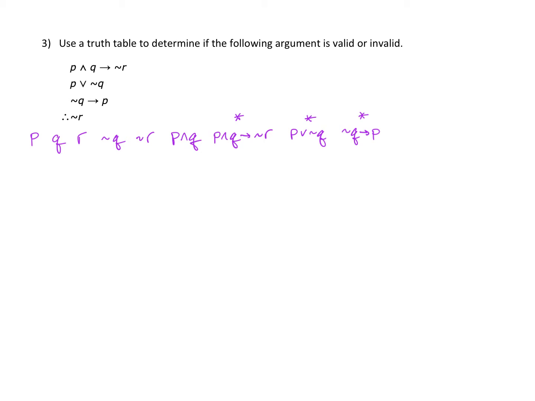I already have it written in here, but I'm going to put it over here again so that it's easier to compare it to the truth value of my premises. So it'll be right next to it. So not R. So this is another important column. Okay, so these 3 are my premises. And this one is my conclusion.